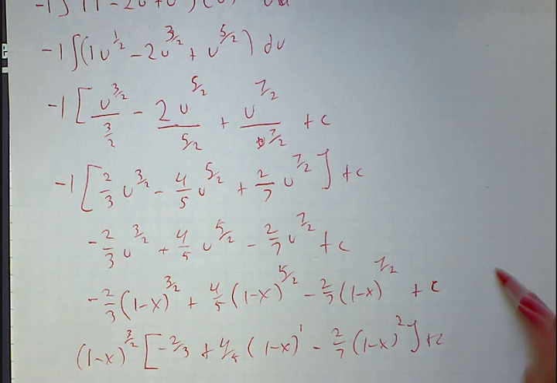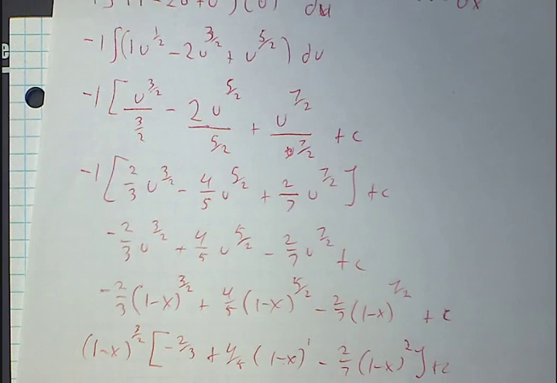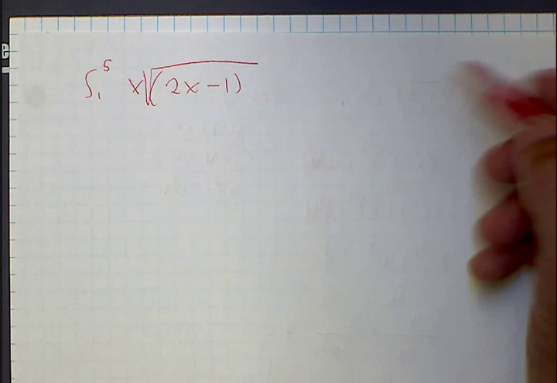I can distribute, combine like terms, and get an answer. I'm going to stop right here for the sake of time. I can distribute, I can pull this out, distribute this, and combine all my like terms. Okay? So that's change of variables. Now that's change of variables without bounds. And with the second one, with bounds. So it's a very similar problem with bounds on it.